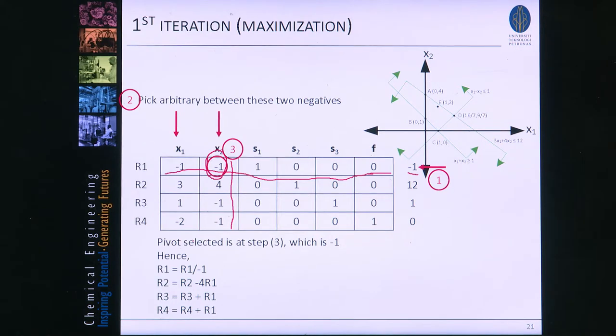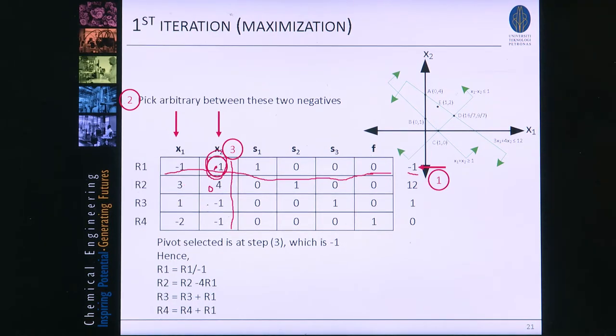Then we do the Gauss-Jordan elimination by the same approach. We have this 1, and then we have to make everything else in the column into 0. How do we make 4 into 0? The new R2 equals the current R2 minus 4R1. Remember that this R1 over here is already 1, because we divided by minus 1. So 4 minus 4 times 1 equals 0, hence we make this 0. And then 3 minus 4 times 1 is minus 1.